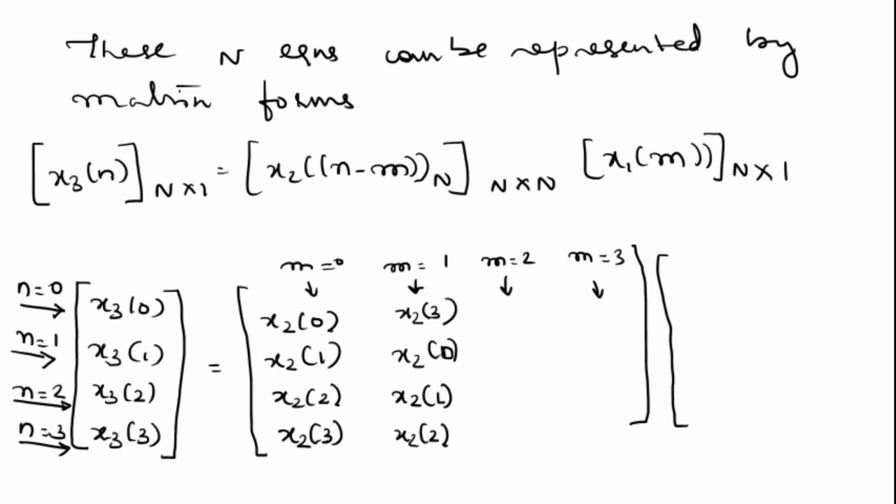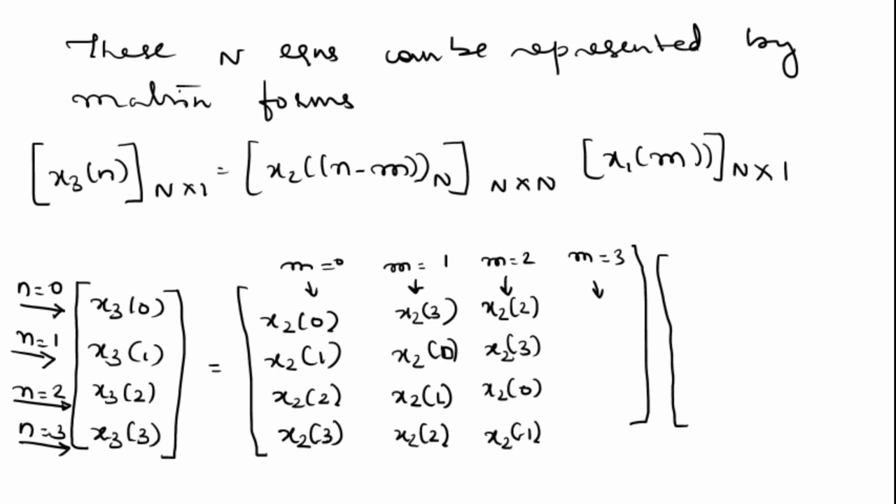Here we have m is equal to 2 throughout this column. Here we have 0. 0 minus 2 means it is minus 2. 4 minus 2 means it is 2. x2 of 2, m is equal to 2, n is equal to 1. That means minus 1 will get 4 minus 1 is 3. x2 of 3, x2 of 0, x2 of 1.